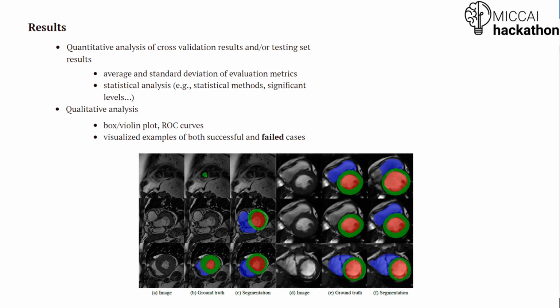In the results section, we suggest that statistical analysis should be added in quantitative analysis. And for the qualitative analysis, we hope that there could be visualizations of not only the successful cases, but also failed cases, which is helpful for readers to understand the scope of the method and get some insights about the directions for potential improvement.